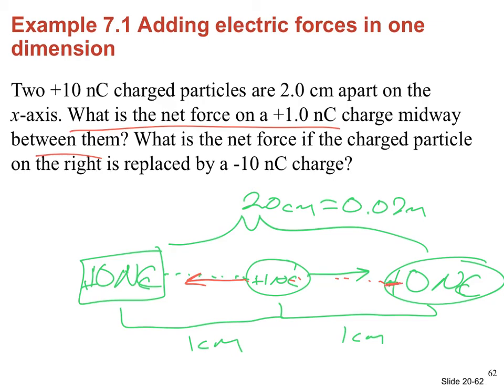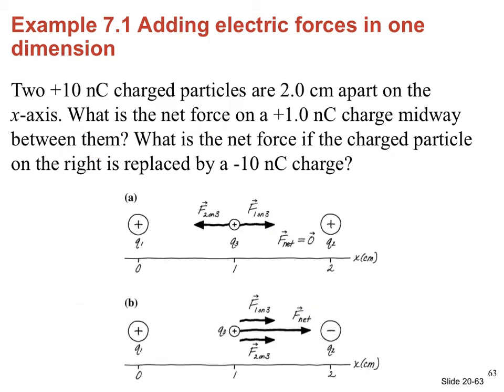Now, what happens if the one on the right is replaced by a negative charge? Well, then that changes things, right? Because I still have the 10 nanocoulomb on the left pushing it to the right, but now I'm also going to have an attractive force pulling it to the right. So here's a better visual. Here was case A, which I did in the last picture. Here's case B. So I have two forces adding together.